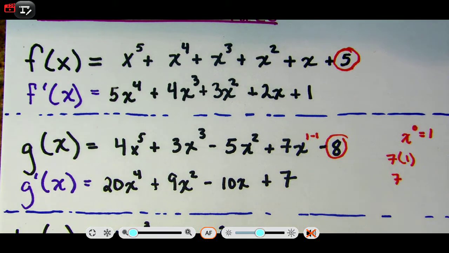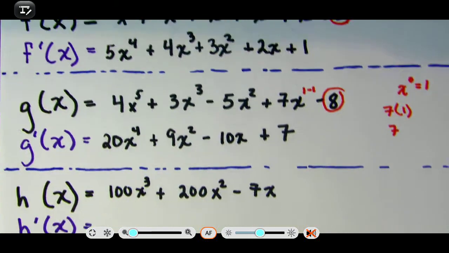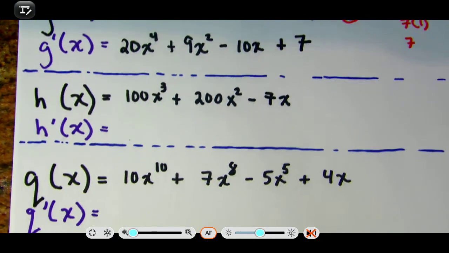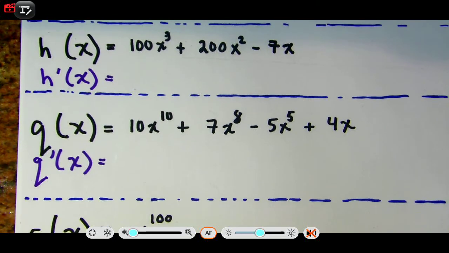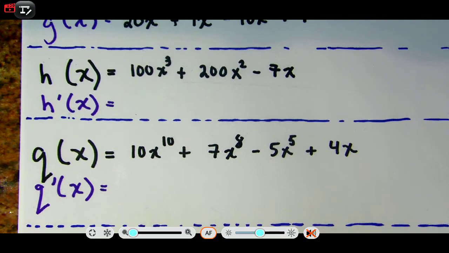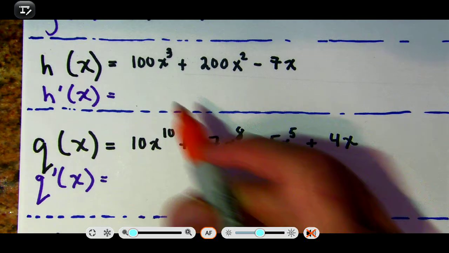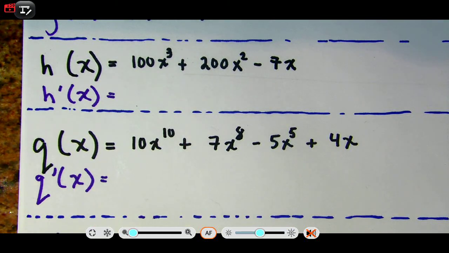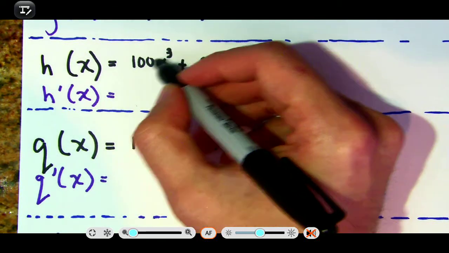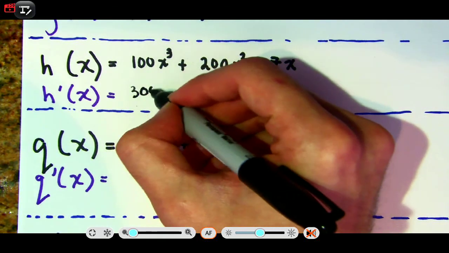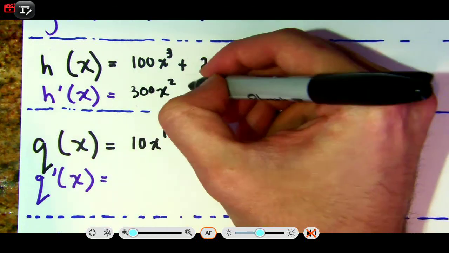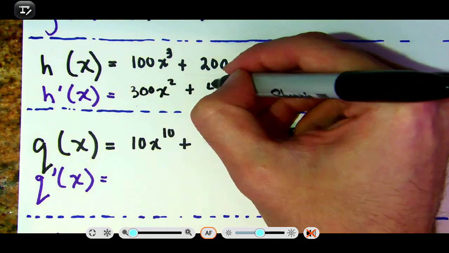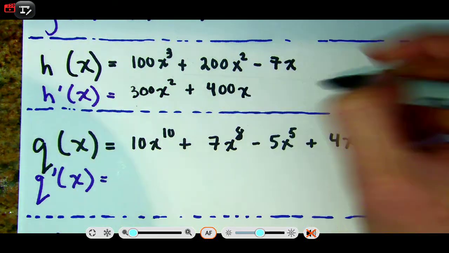What I'd like you to do is try and do these on your own, like for h of x and q of x. What would be the derivative of these functions here? Pause the video and try and go for it, yeah? Here, 300 x squared plus 400 x minus 7.